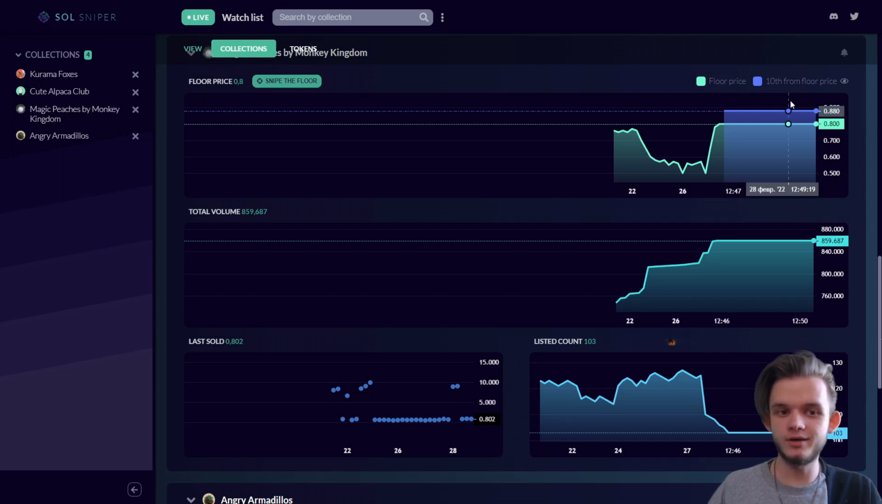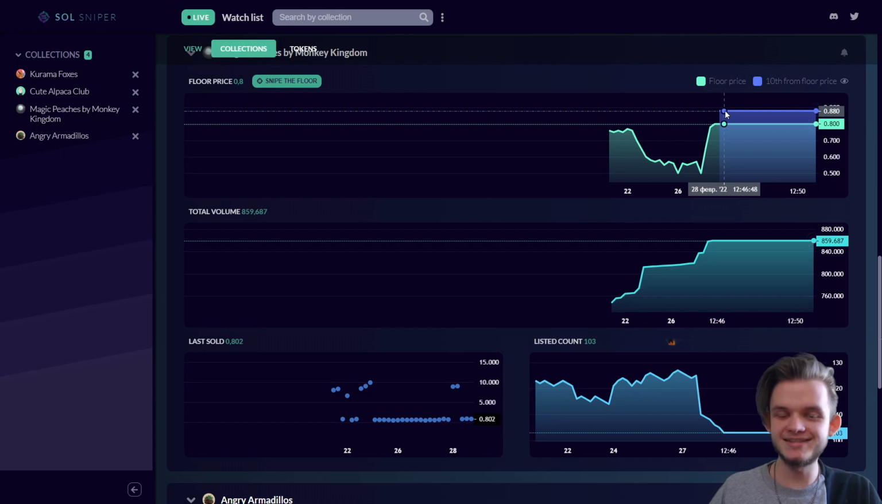However, here we have the 10th NFT from the floor price. The first NFT listed for now has the lowest price of 0.8, and this blue thing is the 10th from the first listed NFT. Why should we look at it? It's because the more distance there is between this and this, the more the floor price will skyrocket if it goes up.